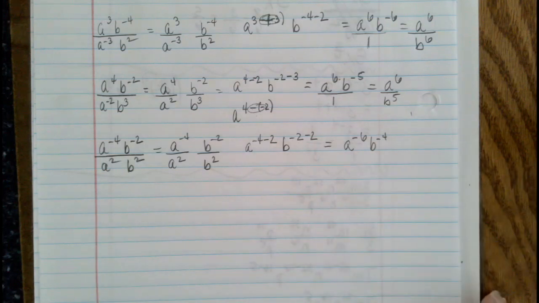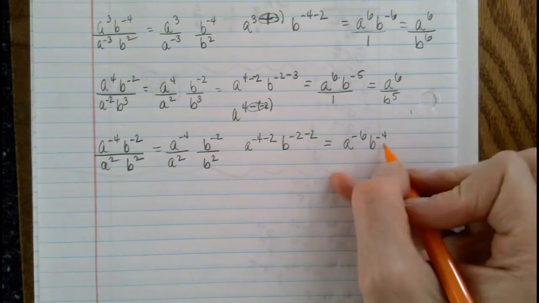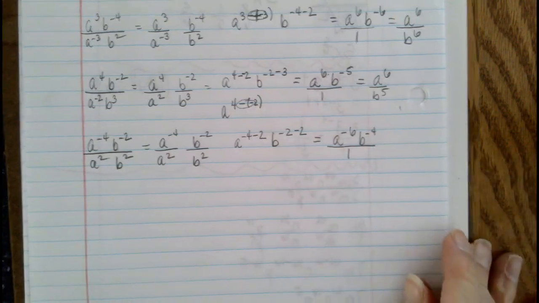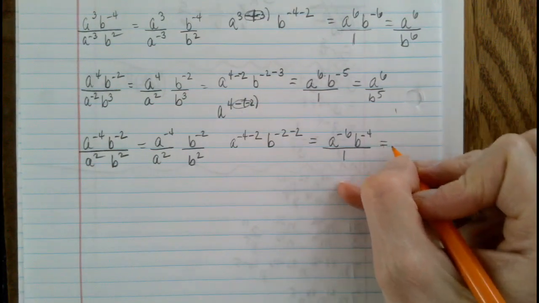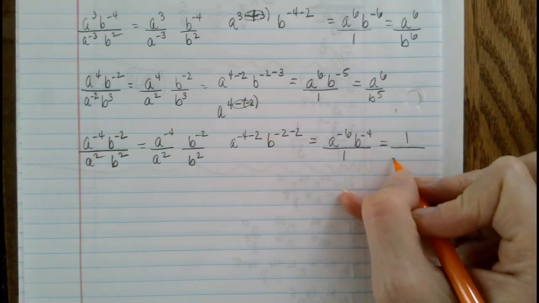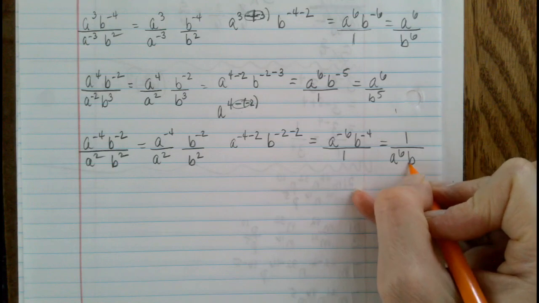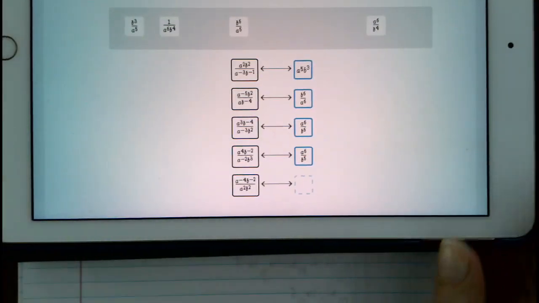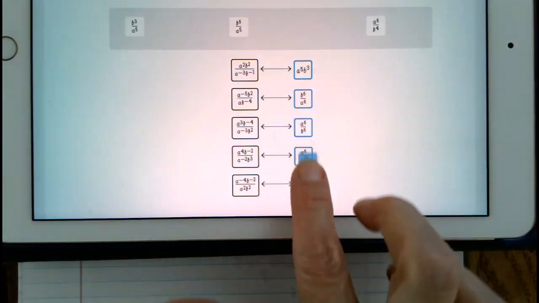And on this one, both of our exponents are negative, and we need to make them positive. So we're going to have to flip both of them. And when we flip, we're going to flip the entire fraction here. It's going to become 1 over a to the 6th, b to the 4th. Again, I'll keep my fingers crossed when they pull back the answers here. And 1 over a to the 6th, b to the 4th.